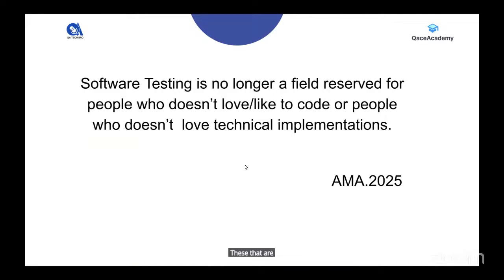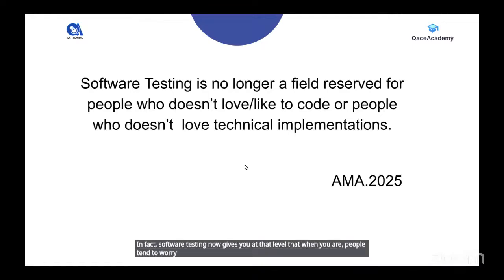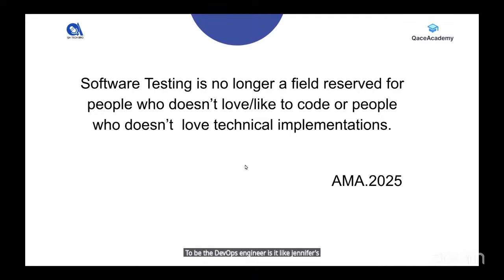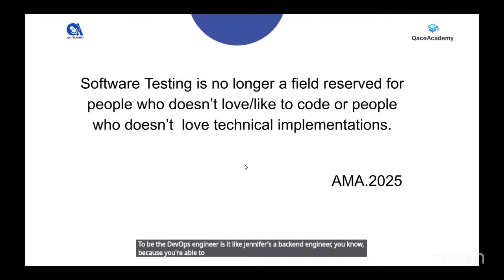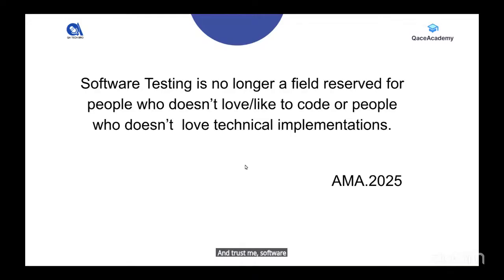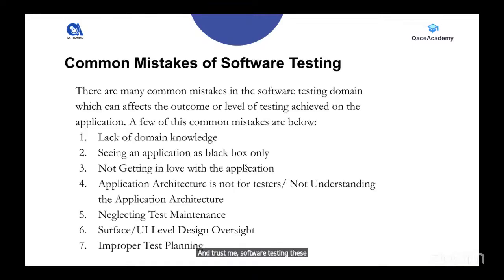In fact, software testing now gives you that level where people tend to worry: is it that Toby is the DevOps engineer? Is it that Jennifer is a backend engineer? Because you are able to speak on some technical levels and technical implementations, it looks like this person must have been one of the engineers that worked on it. And trust me, software testing is towards that edge as of this time.